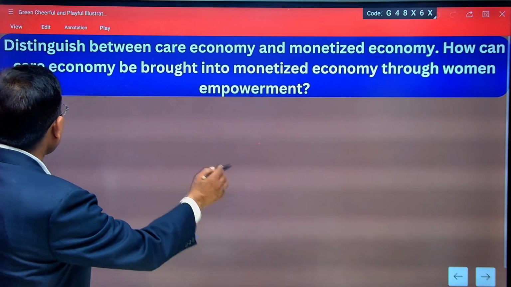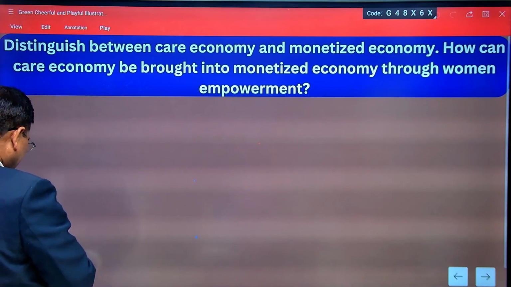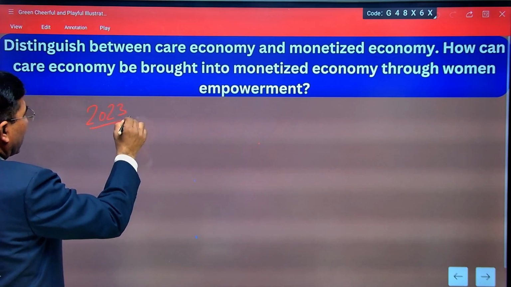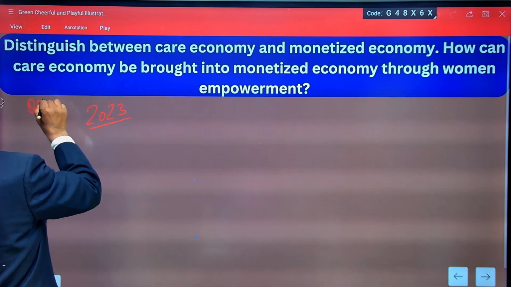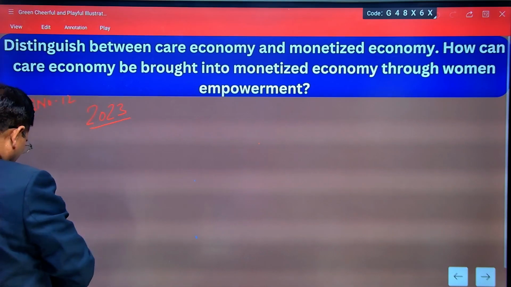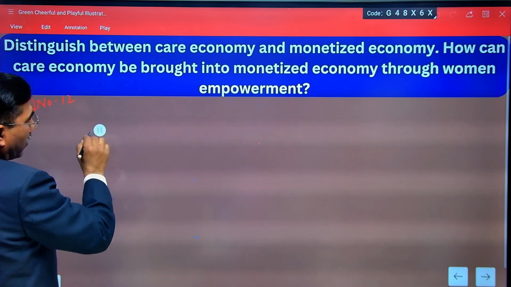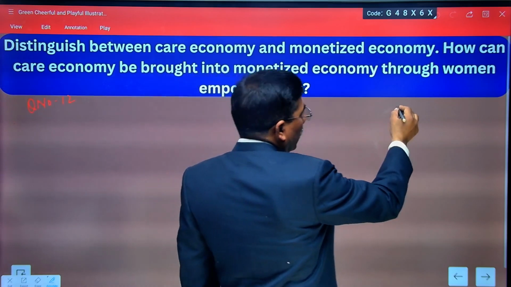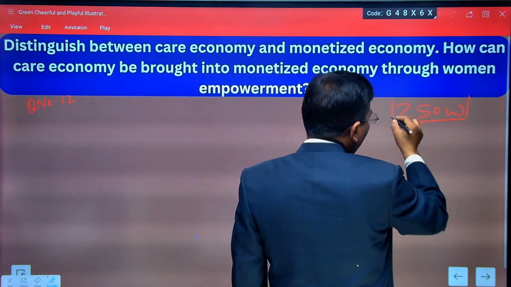This question was asked by UPSC in 2023 Mains, from GS economy, and this question number is 12. You have to write 250 words on this question.